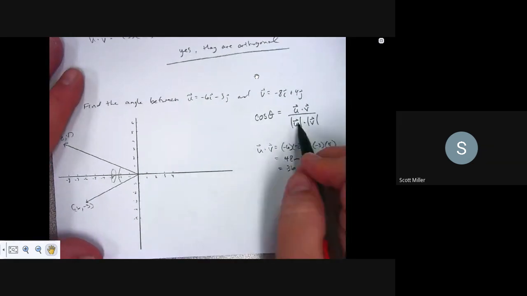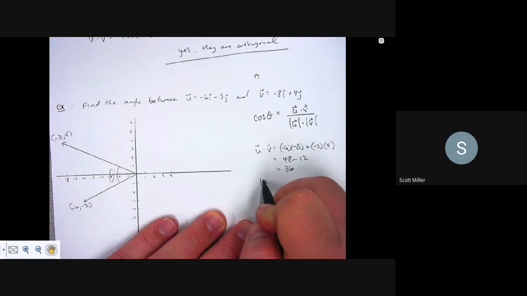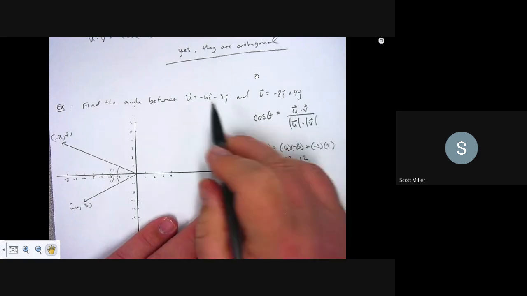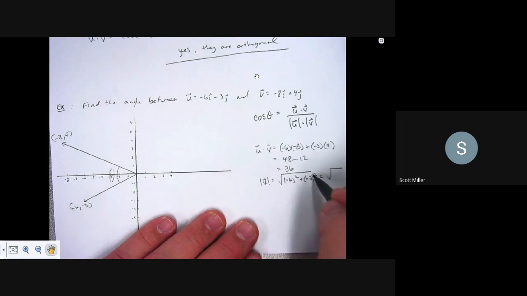Okay? So then we need to find the magnitude of each of these vectors. So what is the magnitude of u? That's the Pythagorean theorem. That squared plus that squared, so a -6 squared plus a -3 squared. And we want to work that out. So that's 36 plus 9, looks like 45. Simplify. 9 times 5, so this would be 3 square root of 5.